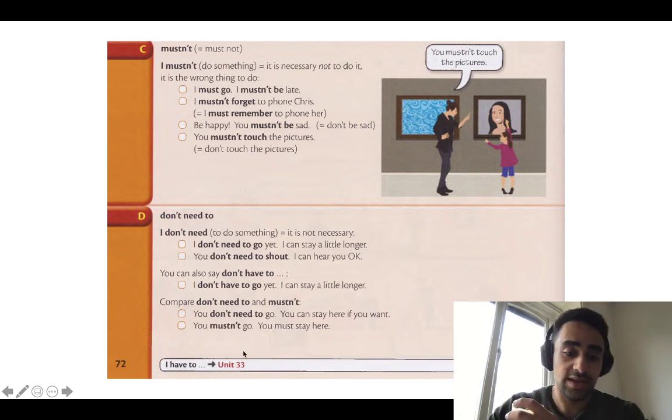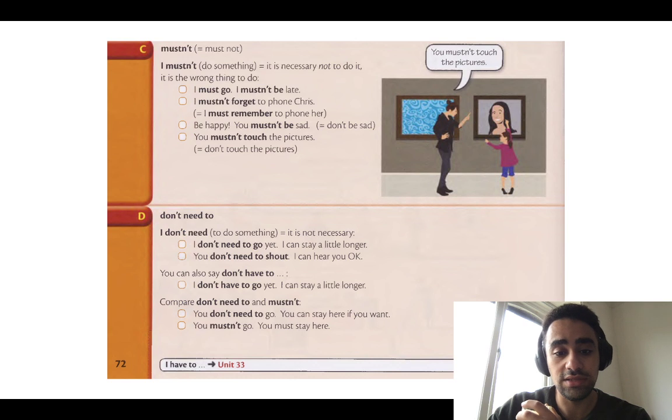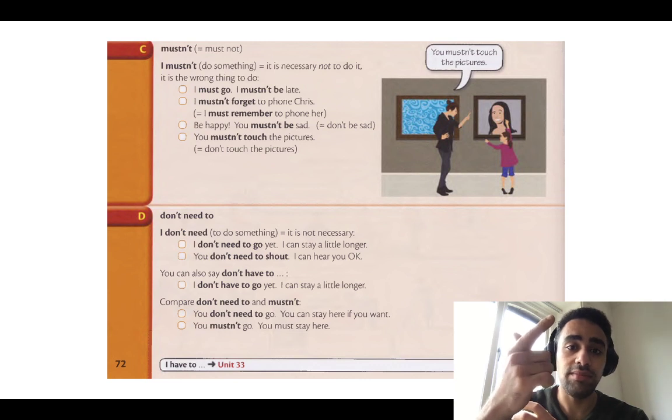So here's the confusing bit that I was confused about earlier. You don't need to go means you can stay if you want, or you can go. It's up to you. You mustn't go means you cannot go now. You have to stay here. You must stay here. So we have must, which means you have to do something. Mustn't means you can't do the thing, or it is necessary not to do it.